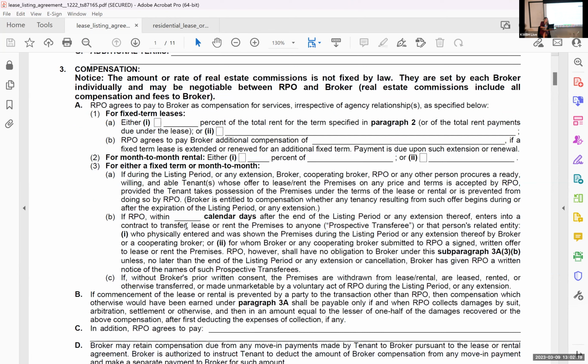This is called the exclusion period. It's just like the sale listing agreement. Basically, if you show the property to anyone during your listing period, you keep track of who you've shown it to, and you provide that list to the property owner before it cancels or expires. Anyone within whatever time frame you put in here who rents it, you're still entitled to the commission.